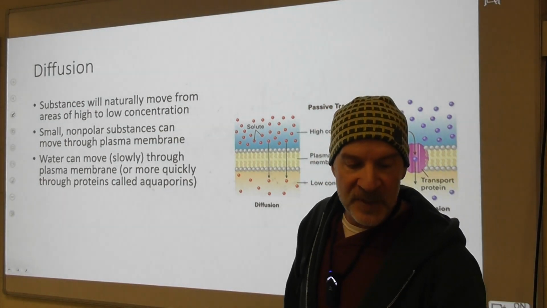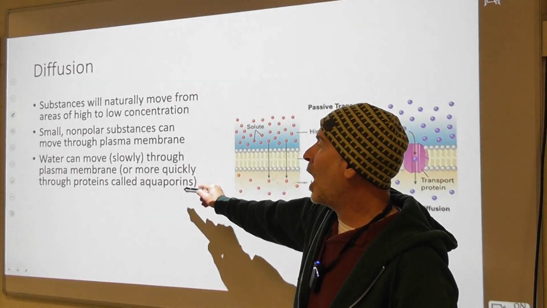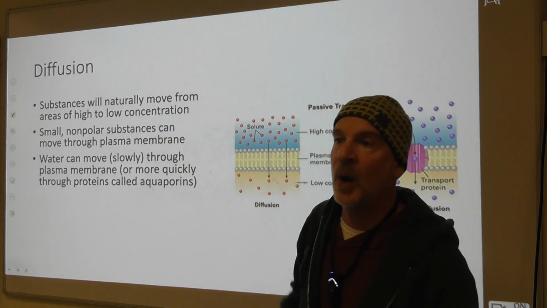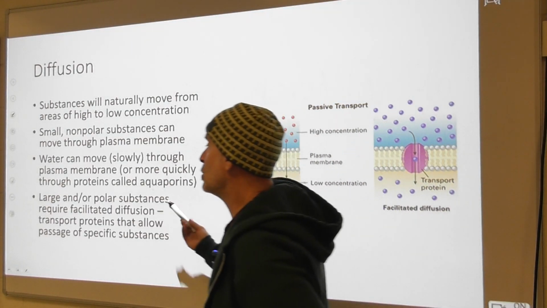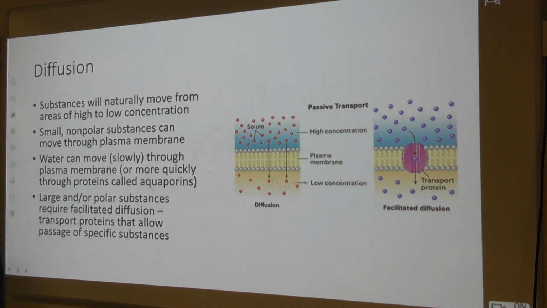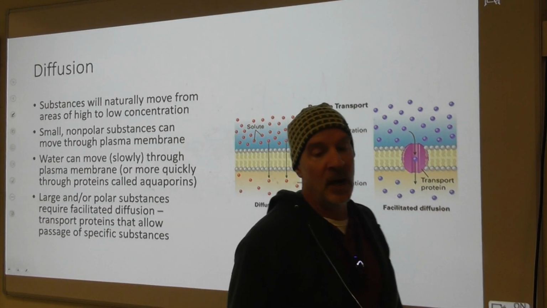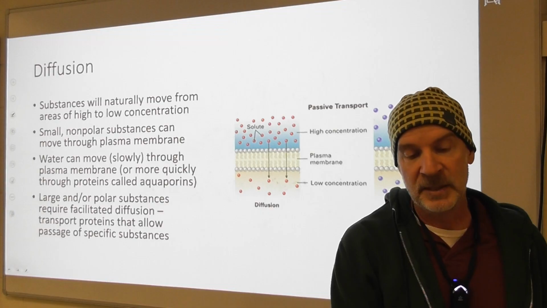And so typically what we have are proteins called aquaporins that open up little channels for the diffusion of water to occur. And then anything that's much larger than water or is highly polar, like sodium ions, which are tiny but charged, can't get through the membrane. Charged particles and large particles cannot move through the membrane on their own, whether it's diffusion or not, and so they need something to get them through.